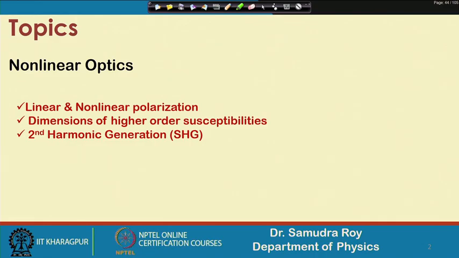So, susceptibility in general is a quantity which has some kind of dimension. So, we will find out what will be the dimension of the susceptibility when it is higher order. And then a very important concept, second harmonic generation.